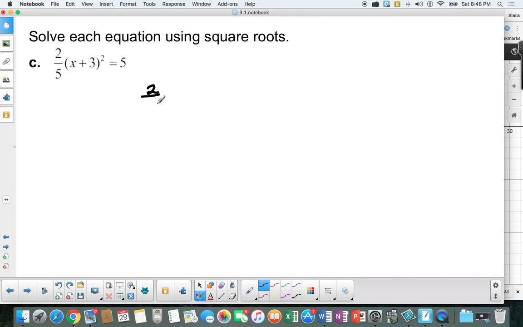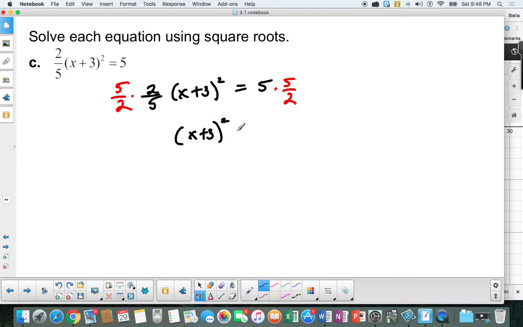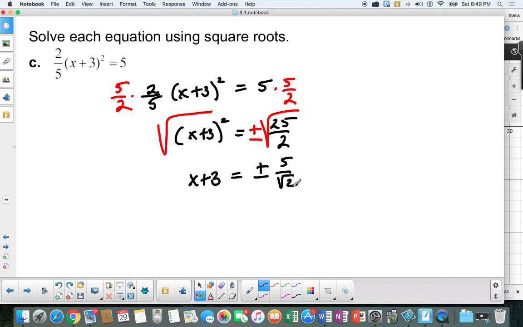I want to isolate that square expression. And I'm going to do that by multiplying by the reciprocal. And I'm going to get that square expression equal to 25 over 2. Now I'm going to take the square root of both sides. Don't forget that plus or minus. And I'm going to get x plus 3. I've gotten rid of that square. And that's going to be plus or minus 5 over root 2.